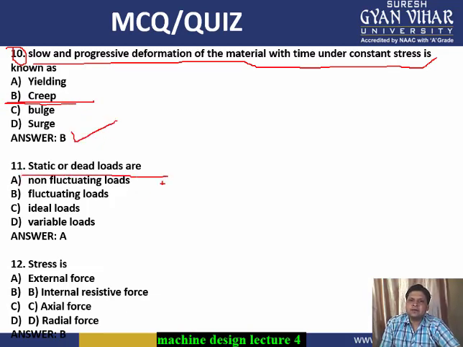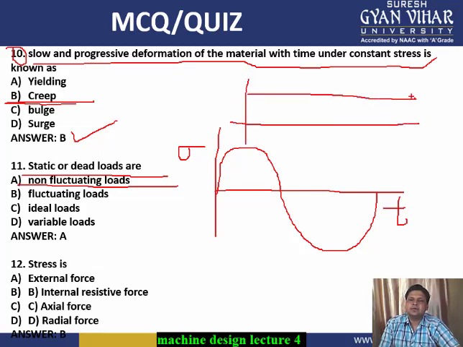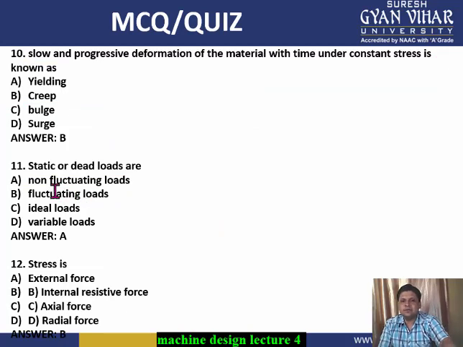Dead or static loads are what? They are not fluctuating loads. Fluctuating loads are basically those loads whose magnitude or direction changes with respect to time, whose stress value changes with respect to time. So those are known as fluctuating loads. And what are static loads? Static load does not change with respect to time. Load does not change, stress does not change with respect to time. So static loads are non-fluctuating loads.